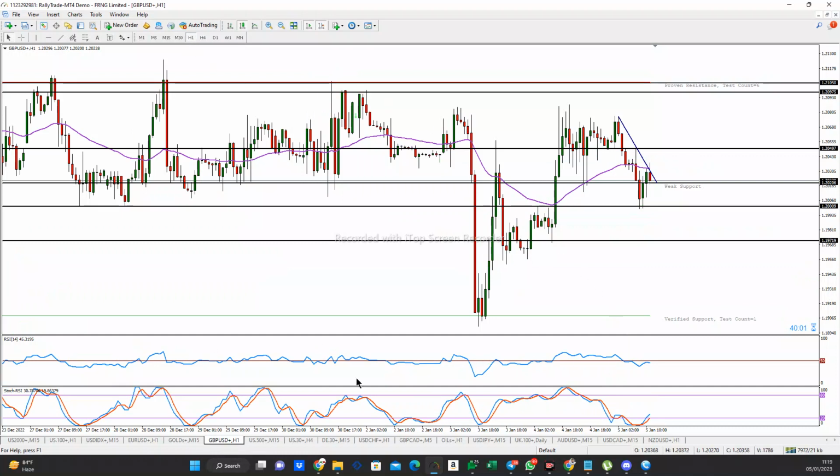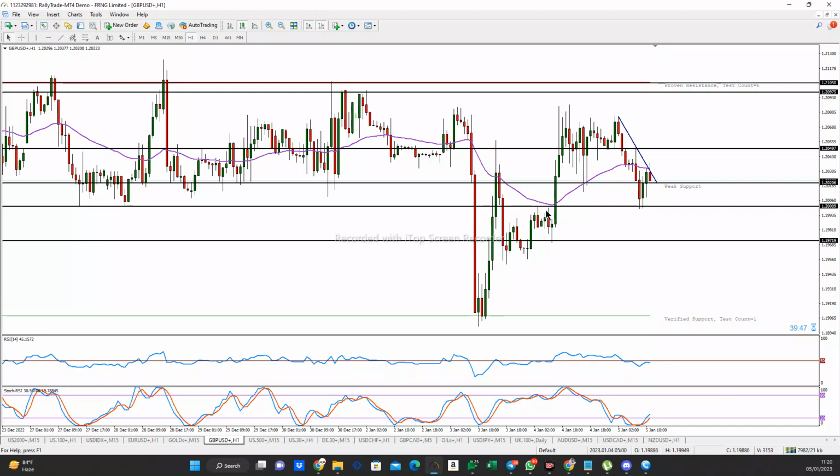On the 1 hour time frame, you can see that my RSI is clearly below 50, and once the RSI is below 50, you're looking out for sells. Once the RSI is above 50, you're looking out for buys. So it's below 50, we're on a downtrend.